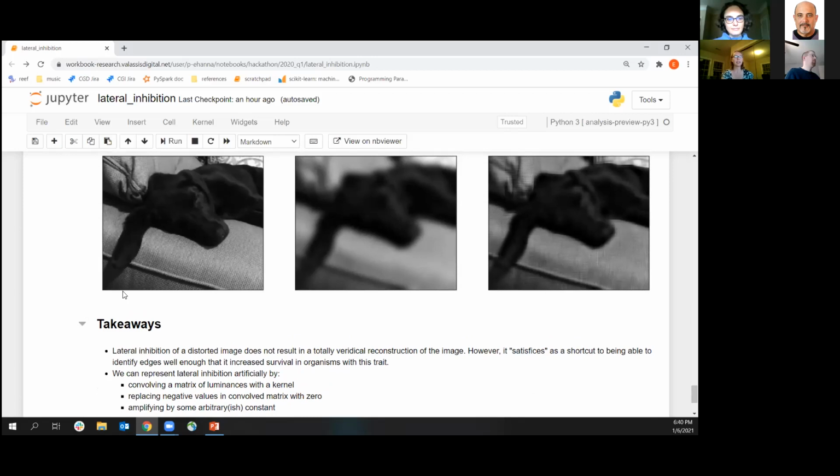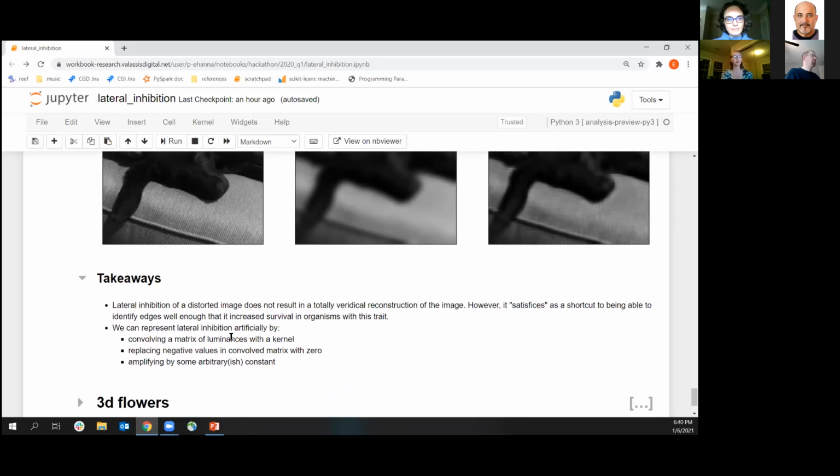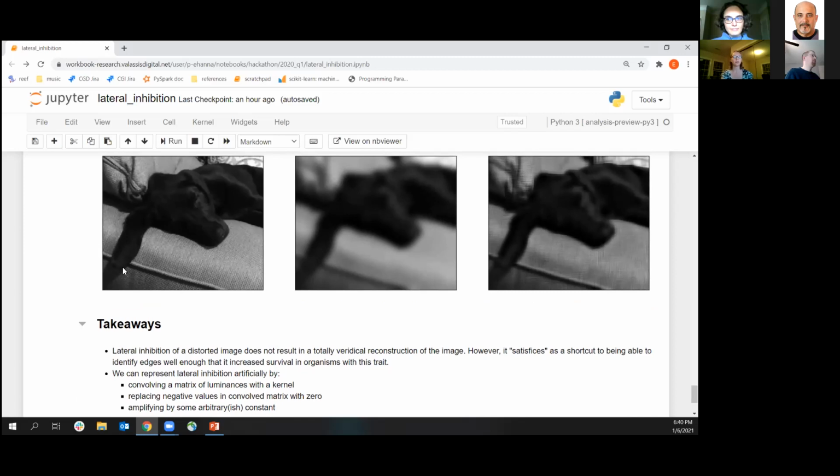And by taking the 3 steps of convolving a matrix of luminances with a kernel, where the matrix of luminances is just the original set of brightnesses that we get per pixel, with the kernel that is all some proportion of 1 below 0.125 negative with a 1 in the center, and then we replace all of the negative values of that convolved matrix with 0, and then we amplify to some extent, which is basically for convenience more than anything else, then we can reproduce what happens in the visual system and end up with something close to my puppy.